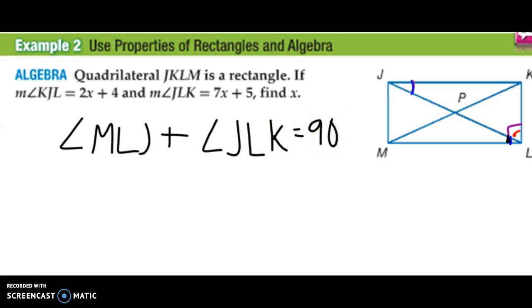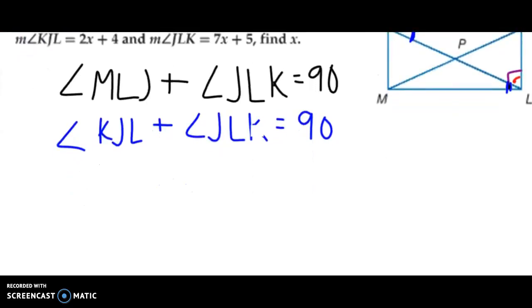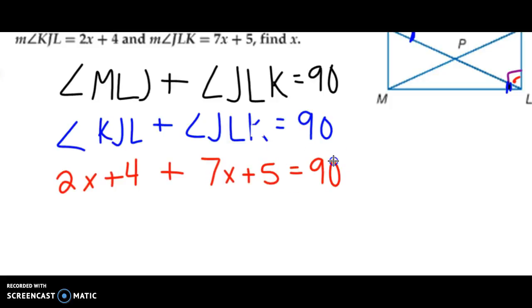Well, since we already know that KJL and MLJ are equal to each other, we can just substitute it in. So I'm going to say angle KJL plus angle JLK is going to equal 90. Okay? So we know that those are equal to each other. So what I can do is substitute my values in with x in it. So this would be 2x plus 4 plus 7x plus 5, and they're going to equal 90.